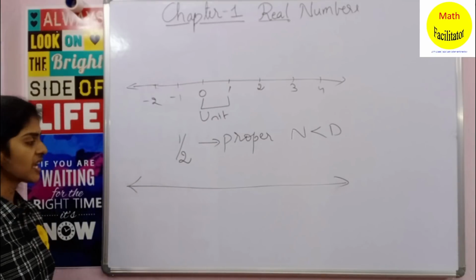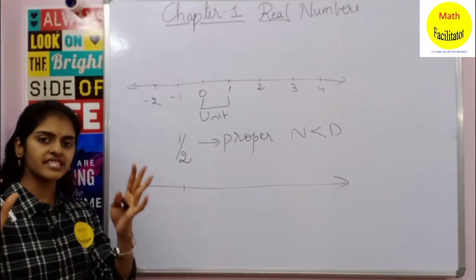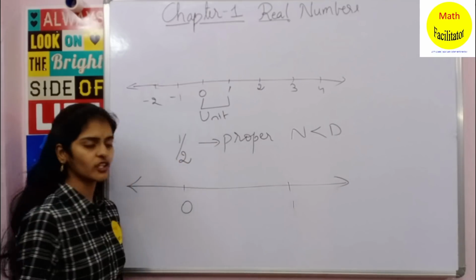Do you agree? So now it is between 0 and 1. Always, a proper fraction is between 0 and 1. It is less than 1. Yes. So mark 0 and 1 on the number line.